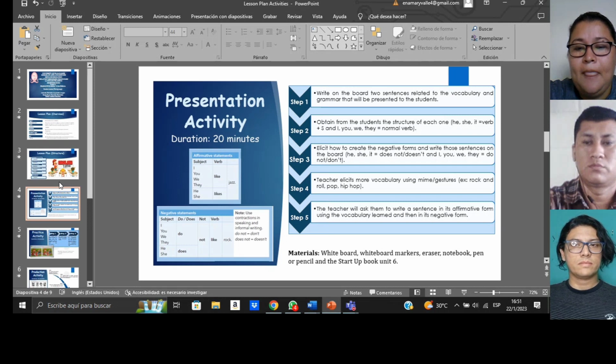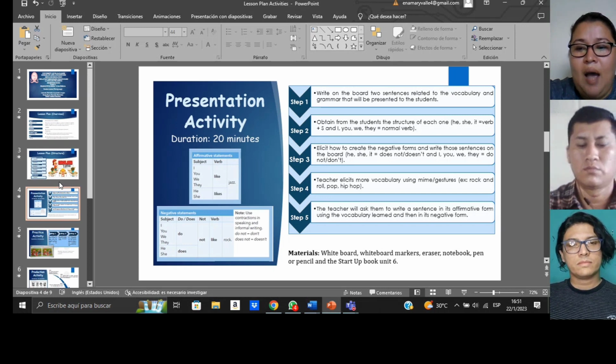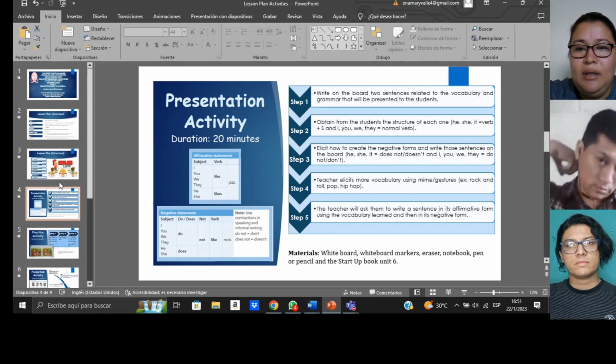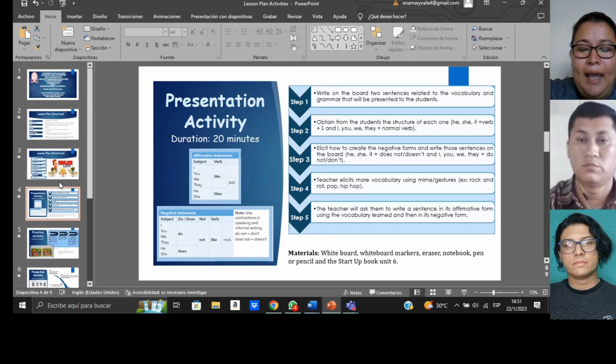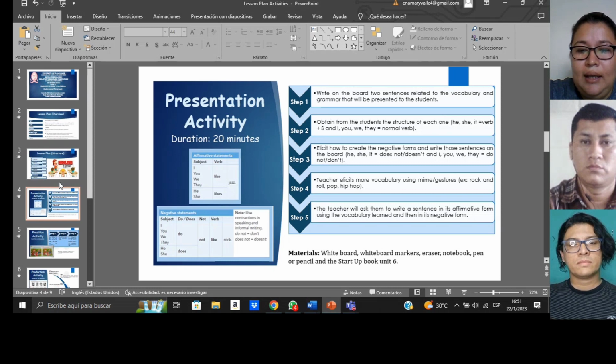And step 4, the teacher introduces more vocabulary using gestures or some commands. For example, rock and roll, pop, hip hop, and the students apply the vocabulary in this moment. And step 5, the teacher will ask them to write a sentence in the affirmative form using the vocabulary learned and then in its negative form.